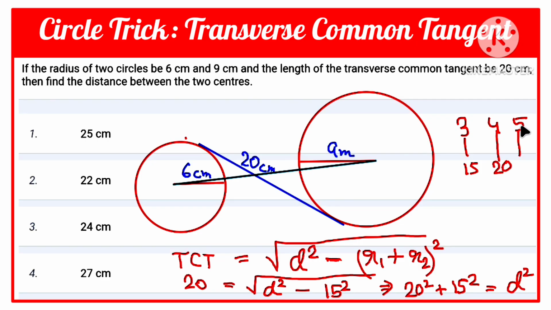So this will be 5 into 5, that is 25. Directly you can mark your answer as 25. That means we are multiplying the triplet by 5 and getting our answer. Or you can just solve it out.